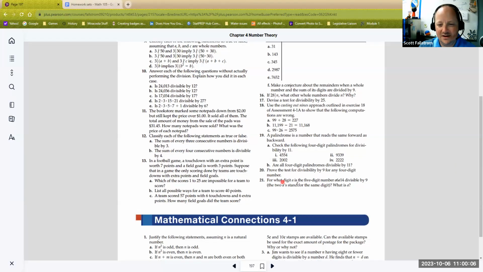And lastly, what digit is A? Ooh, so here's an A and an A here, and you want it to be divisible by 9. So use your divisibility test for 9 and see if you can figure out what number A has to be to make this work out. All right, so that's the big idea in the homework.